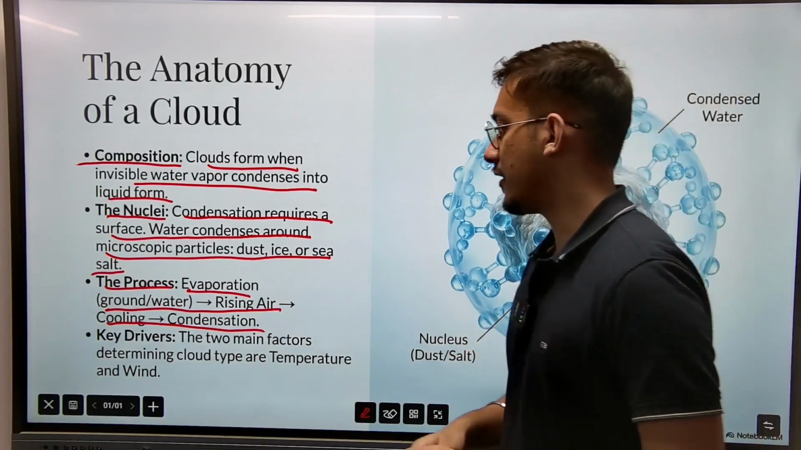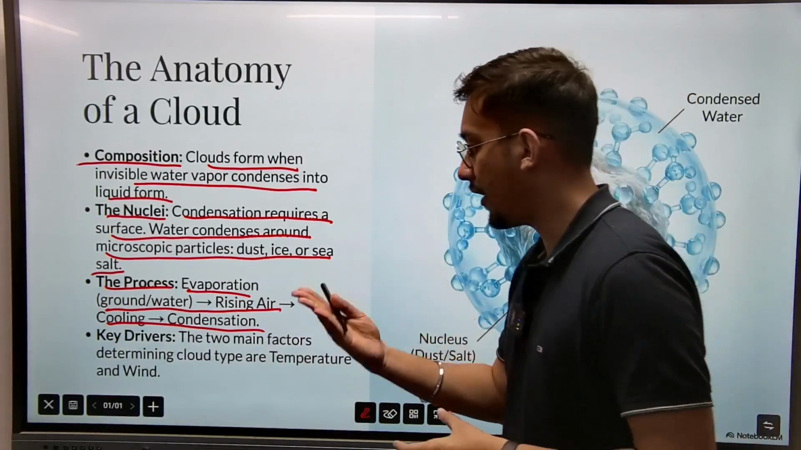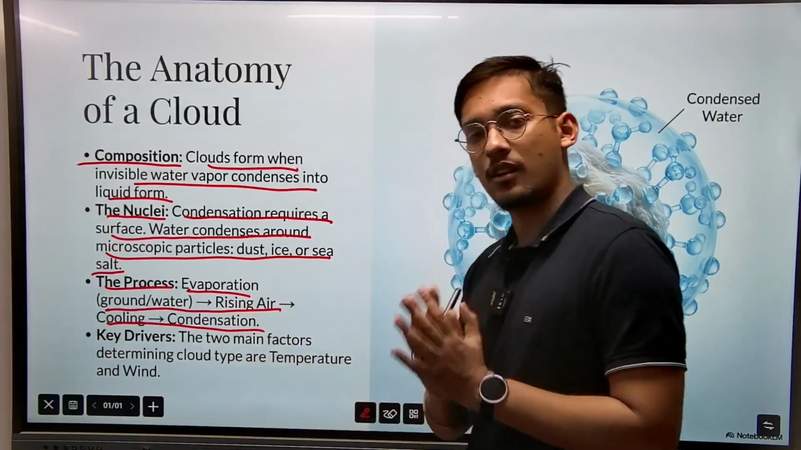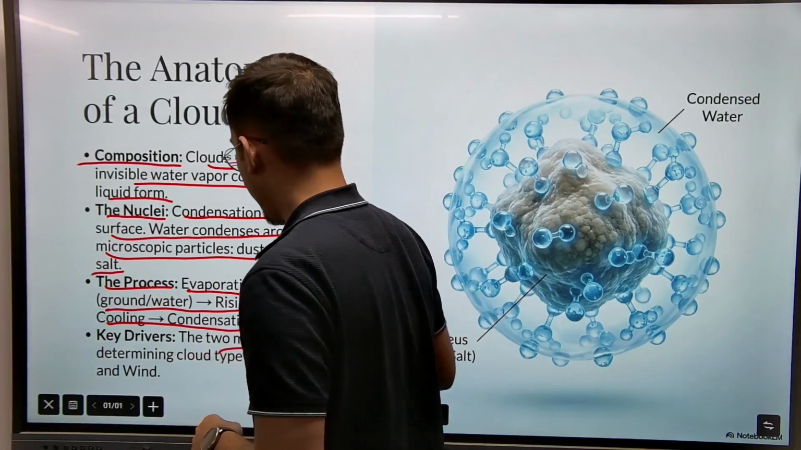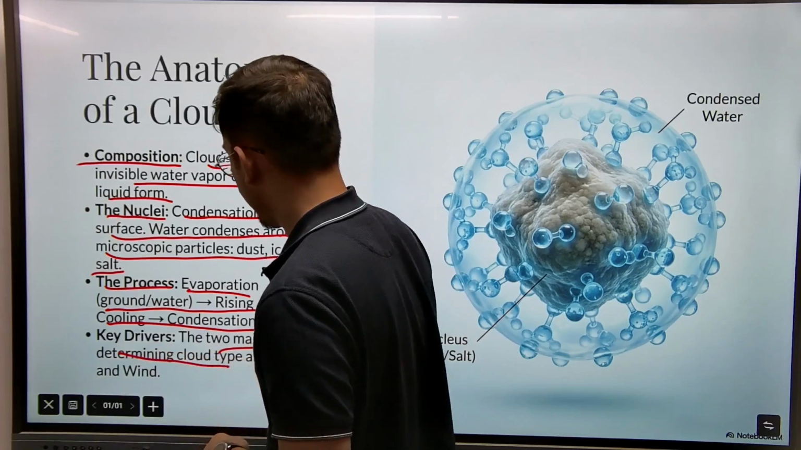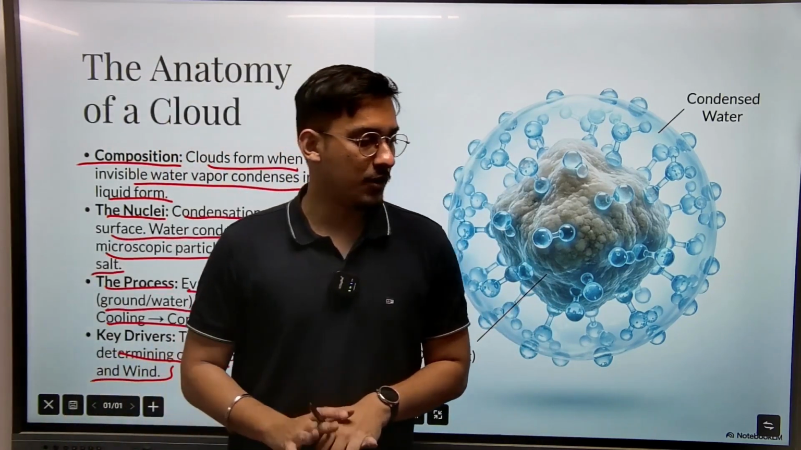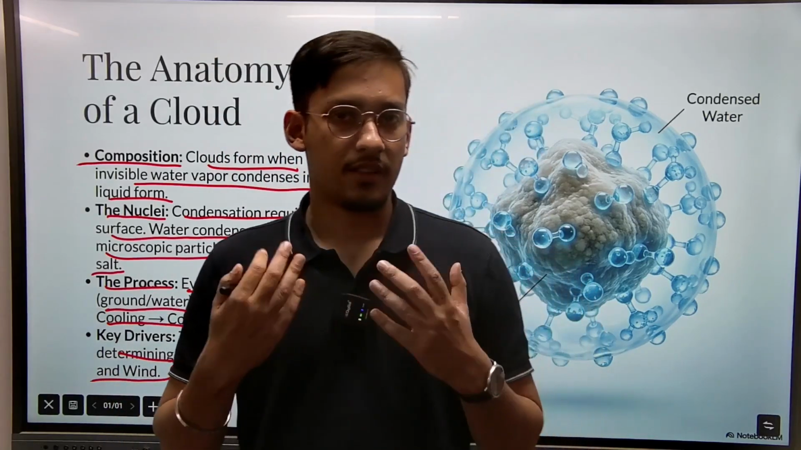So the process is evaporation of groundwater, rising of air, cooling, and when it cools down, it condenses, thus forming clouds. Now we come on to two main factors which determine cloud type. They are temperature and wind. Temperature and wind will decide whether it will be a cirrus, cumulus, stratus, or nimbus.